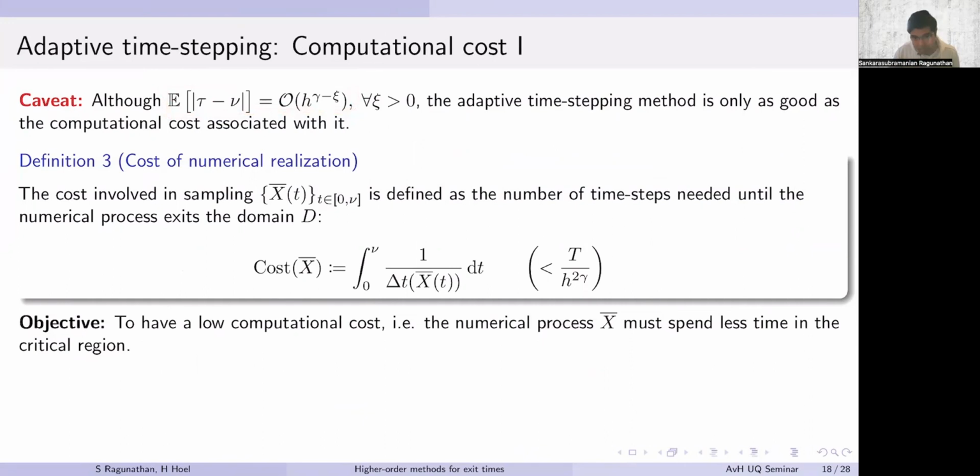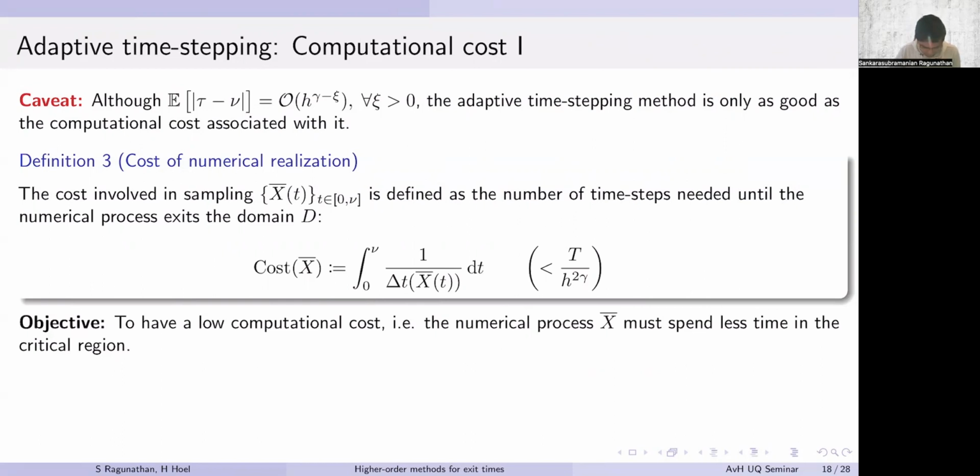Now, it's good that we have a very good order of convergence in terms of strong order when it comes to using adaptive time stepping. But like I said before, the scheme is only as good as the computational cost involved with it. So we would like to minimize the cost that is involved in order to use the adaptive time stepping algorithm. So now we get into looking at the actual cost that is associated to implementing this.